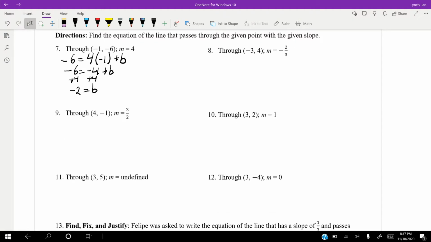So let's look at number 9. Again, we're going to plug in our y value, which is -1.